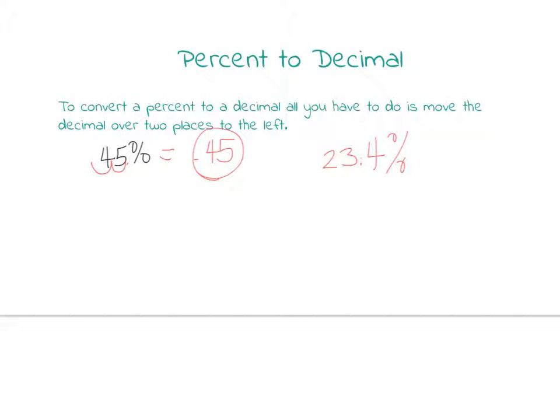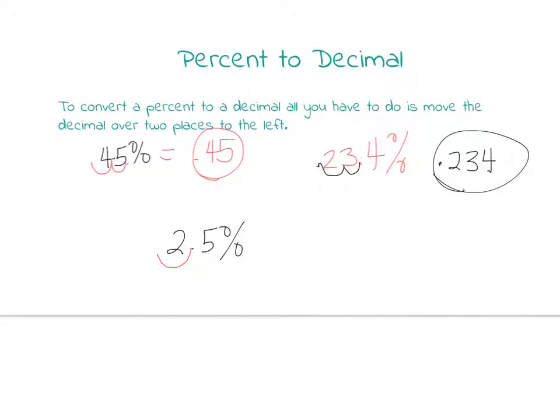So all I do is move my decimal over 2 points to the left and put it there. So I have 0.234, and that's my final answer. Let's look at one last one. If I have 2.5%, I'm going to move that decimal over 2 places to the left, 1, 2. Well, there's nothing in front of that 2, so I have to replace it with a 0, and that becomes 0.025.